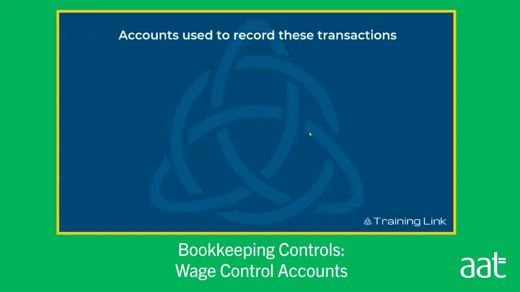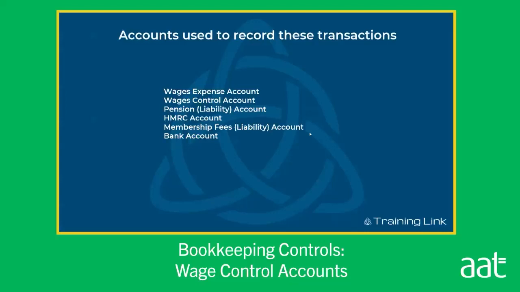So let's have a look then at the accounts that we're going to use to record these transactions. We're going to use the wages expense account, the wages control account, the pensions liability account, HMRC account, membership fees account, and a bank account. And you'll notice there on two of them, I've put the word liability actually in their title.